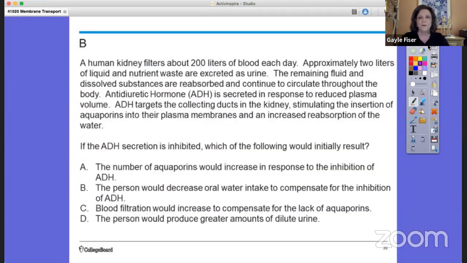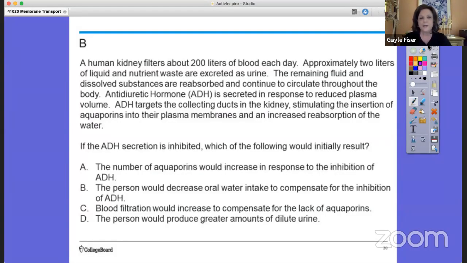All right, I'm not going to interfere with this one too much. I'm going to let you do it yourself after I read it to you. All right, a human kidney filters about 200 liters of blood each day. Approximately 2 liters of liquid and nutrient waste are excreted as urine. The remaining fluid and dissolved substances are reabsorbed and continue to circulate throughout the body. Antidiuretic hormone, ADH, is secreted in response to reduced plasma volume. ADH targets the collecting ducts in the kidney, stimulating the insertion of aquaporins in their plasma membrane and an increased reabsorption of the water. If the ADH secretion is inhibited, which of the following would result?